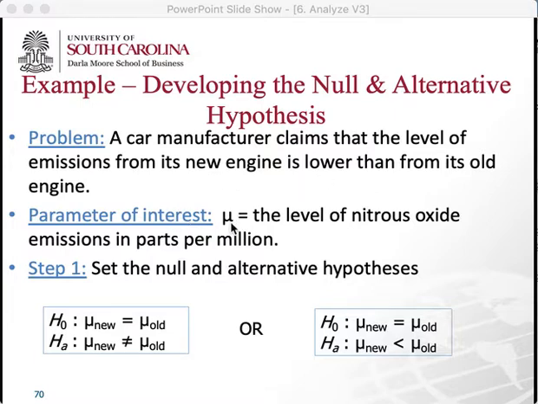So mu will be the level of nitrous oxide emissions, and here we have the hypotheses. You can say the null is mu equals the old, and the alternative is mu different than the old, or the null is mu equal to the old and the alternative is mu lower than the old. What do you guys think is the right one?